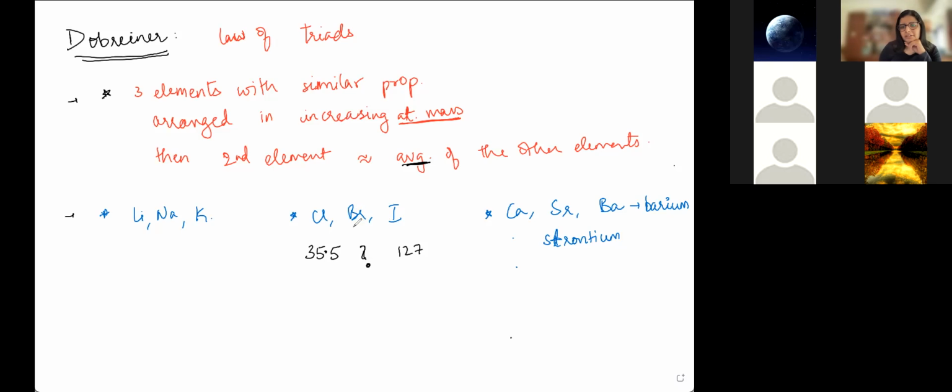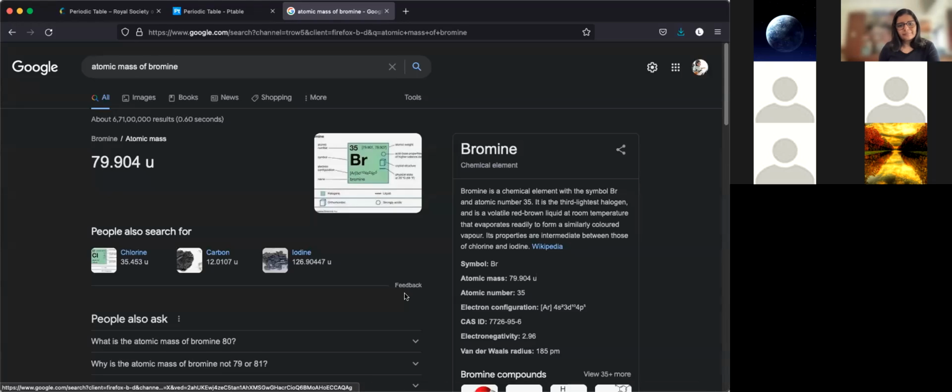The atomic mass of the middle element was found to be approximately the average of the first and third. So you have to find the average of both. Average is basically adding them up, plus 127, and dividing by 2. So all of you got 81.25. Now when we check in reality, what is the atomic mass of the middle element, bromine? 80. So it's supposed to be 80, and you got almost 81.